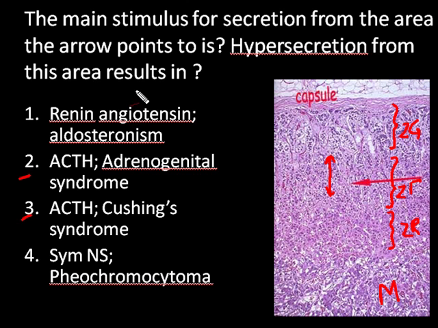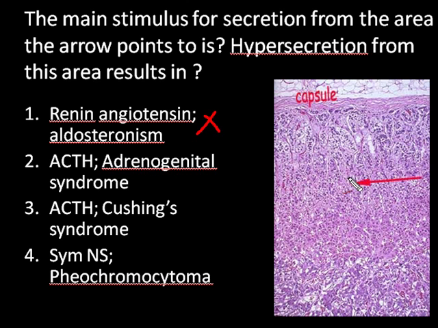Renin-angiotensin is the main stimulus for zona glomerulosa, which produces aldosterone, and hypersecretion would cause aldosteronism, but that's not the zone that the arrow is pointing to. So hence, obviously, that would not be a choice. But if the arrow is pointing there, that would be the answer. But in this case, this is not it.